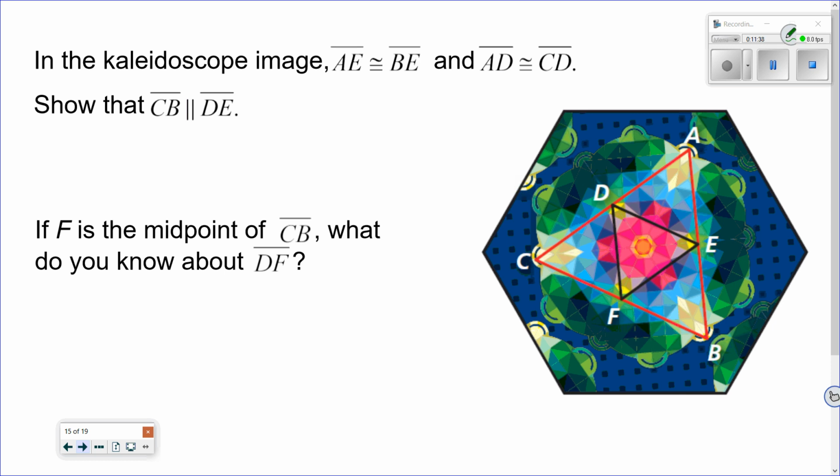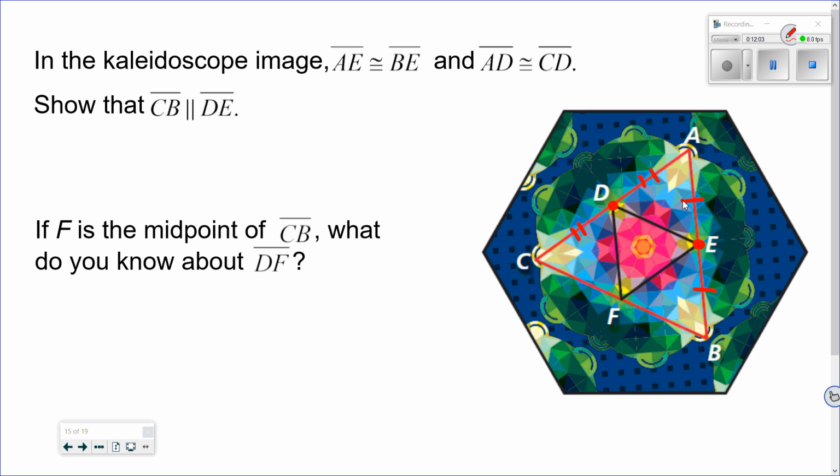Here's another one. It says in this kaleidoscope, AE is congruent to BE. So let's mark that. AE is congruent to BE. That's important because that means that point E right there is a midpoint. It also tells us that AD is congruent to CD. So AD is congruent to CD. That makes D also a midpoint.